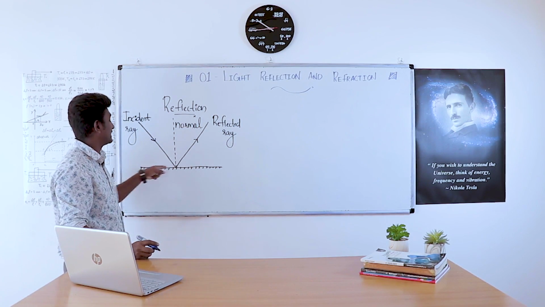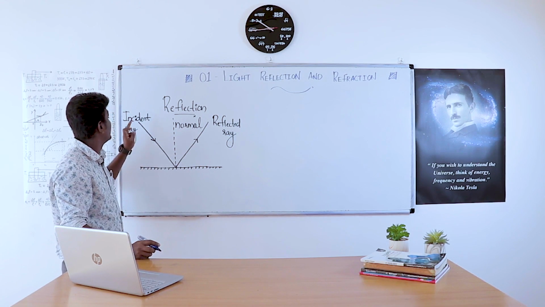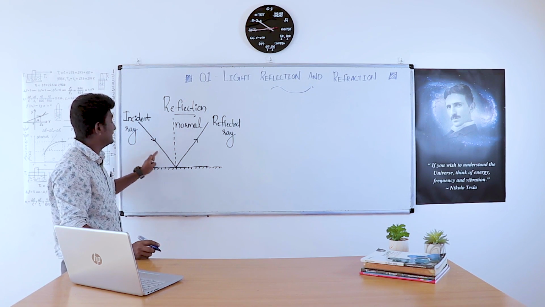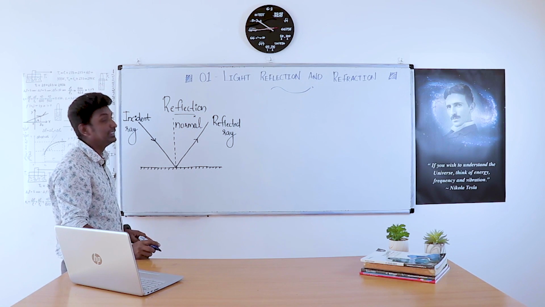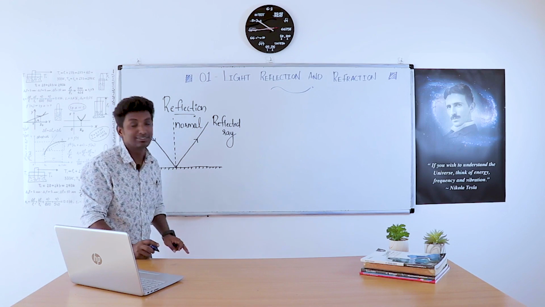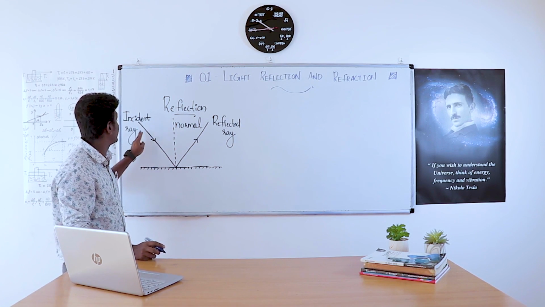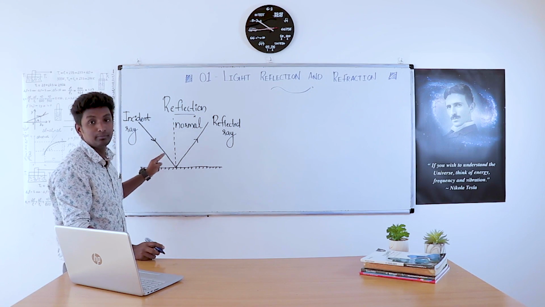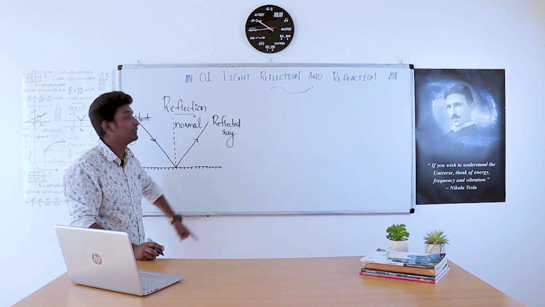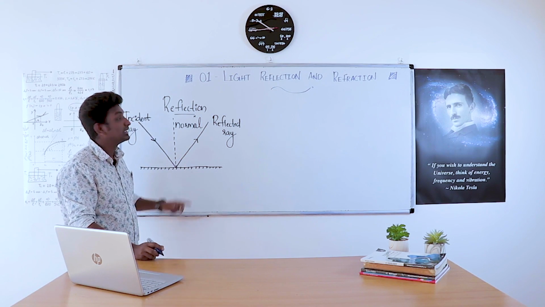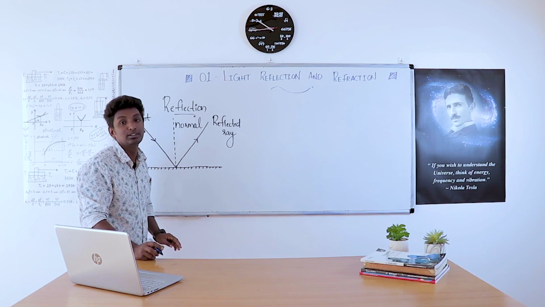Now look at this figure. This is the schematic representation of reflection of light. When a ray of light is incident on a smooth surface, it bounces back, and this phenomenon of light is known as reflection. The ray of light which is incident on the surface is the incident ray. The ray of light which bounces back from the surface is the reflected ray. The perpendicular drawn to the surface is the normal.